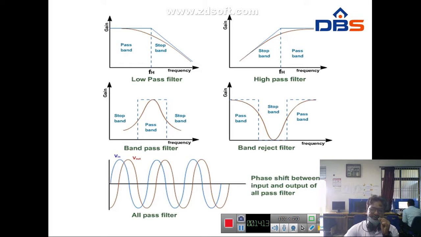In the case of the low pass filter, we have only one pass band and one stop band. In high pass also we have one stop band and one pass band. In the case of band pass, we have one pass band and two stop bands. In the case of band reject filters, we have two pass bands and one stop band.